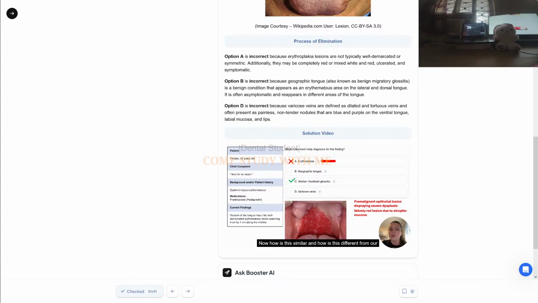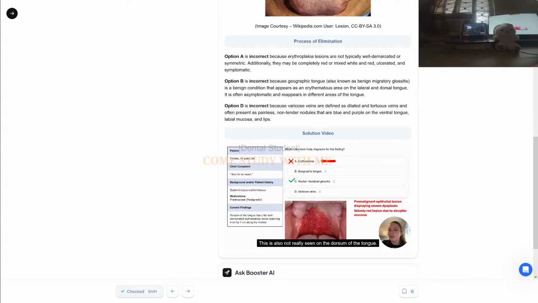Now, how is this similar and how is this different from our median rhomboid glossitis? It's similar in the fact that it's a well demarcated red atrophic lesion that is asymptomatic, but it's different in the fact that it's not due to a fungal infection, so it's not due to candidiasis, and it's more concerning. It's a pre-malignant lesion. It's also likely associated with risk factors like smoking and not immune suppression like we saw in that median rhomboid glossitis.